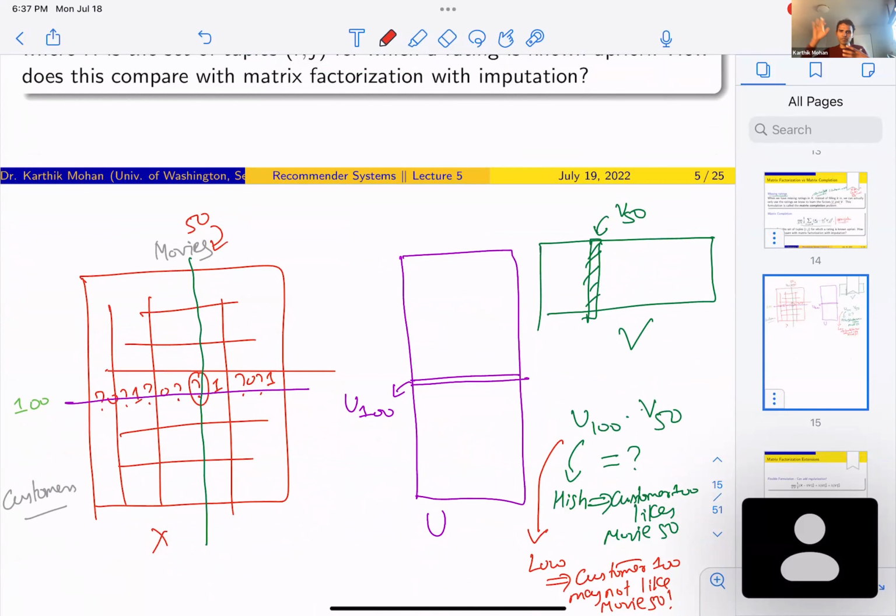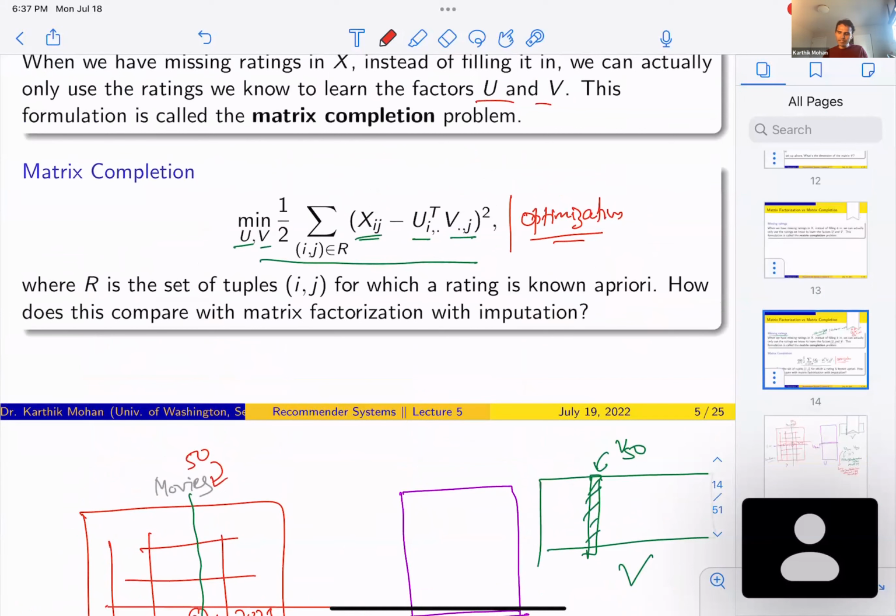Does this customer like this movie or not? If they like the movie, then you recommend it. If they don't like the movie, don't recommend it. So matrix completion works on that principle. Learn these factors U and V, and then you can make it happen.